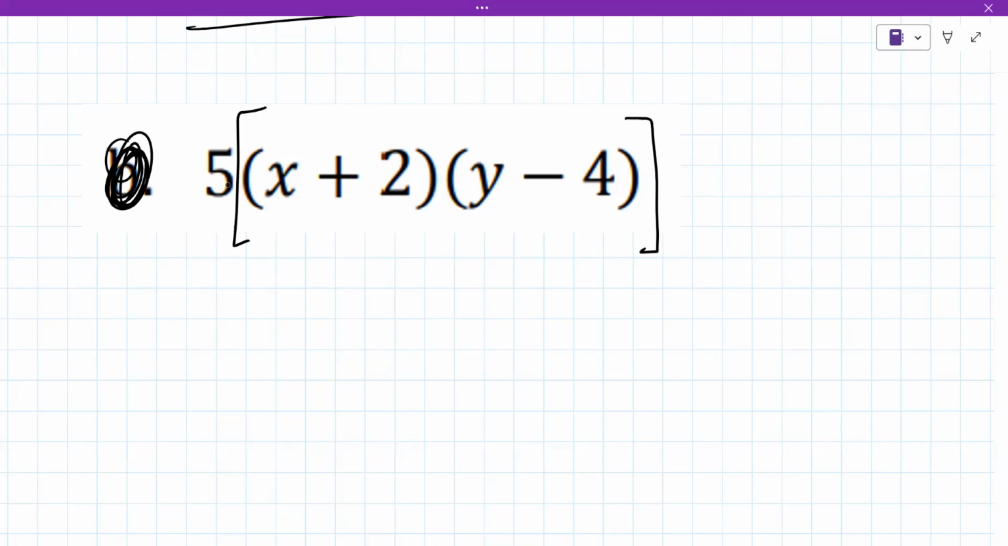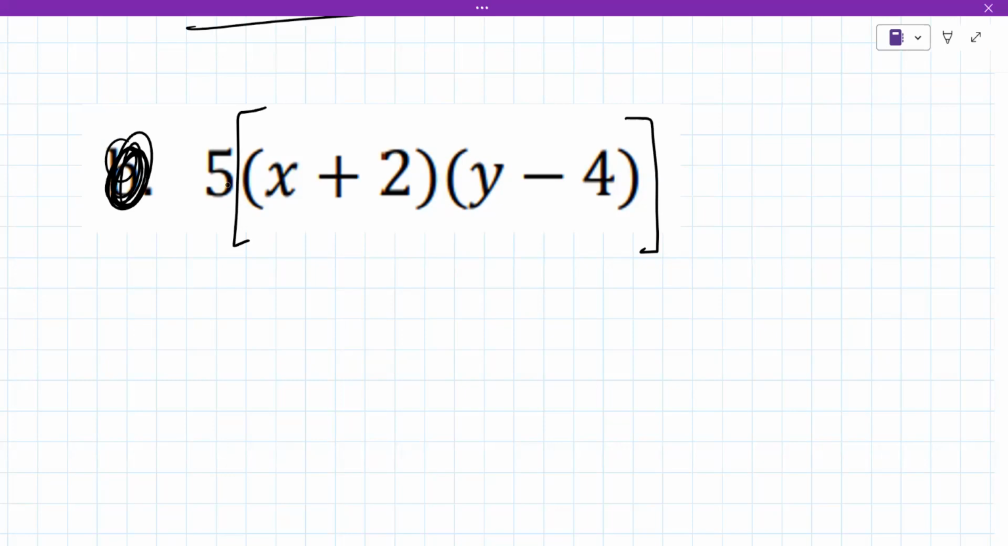4x plus 2, y minus 4. 2y minus 8. xy minus 4x. 2y squared. Wait, no, 2y. It should be 4 distinct terms when you're all done.